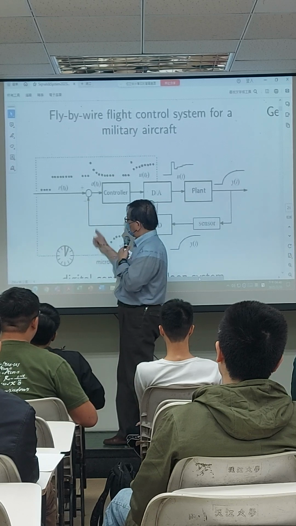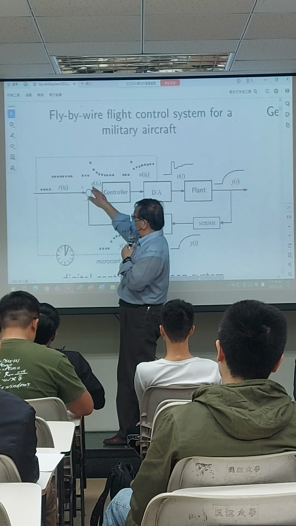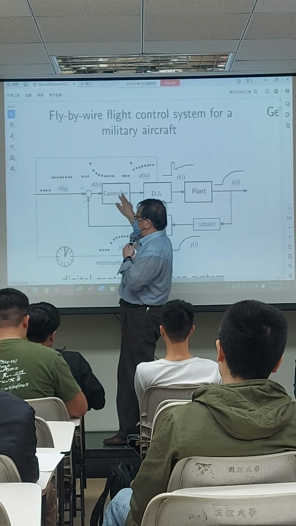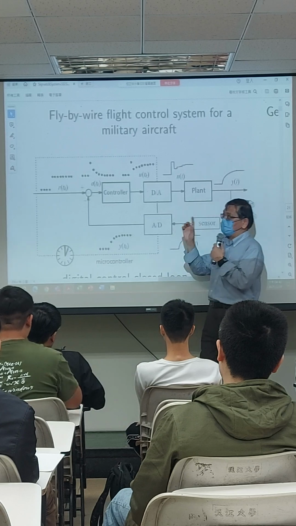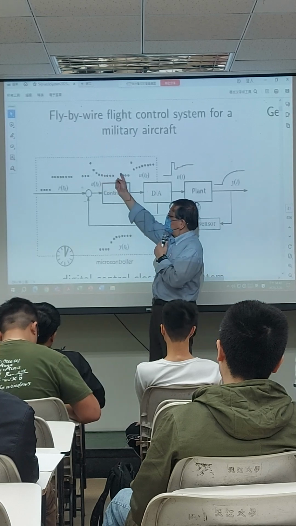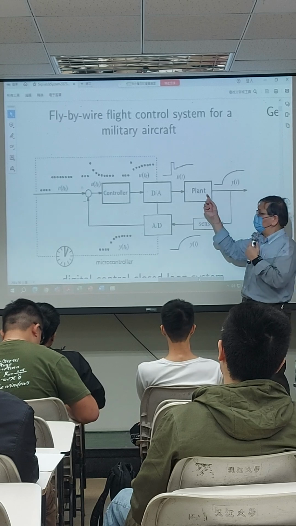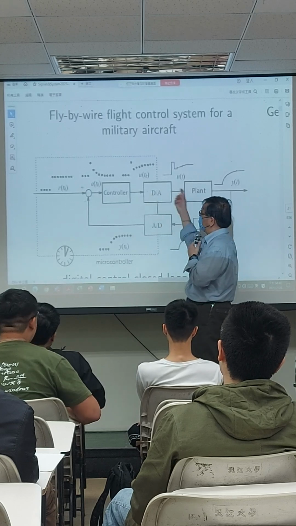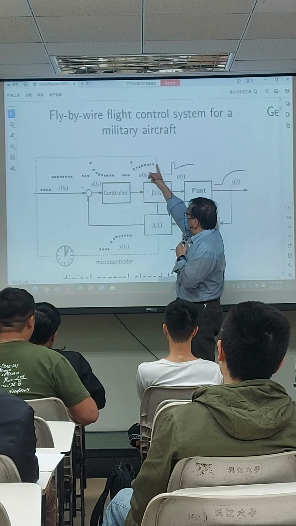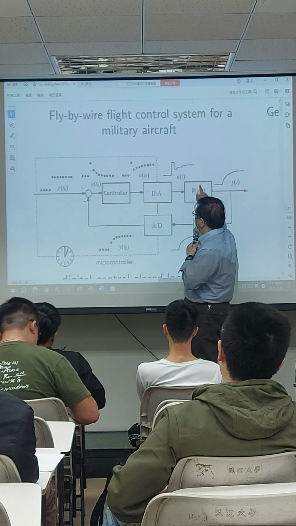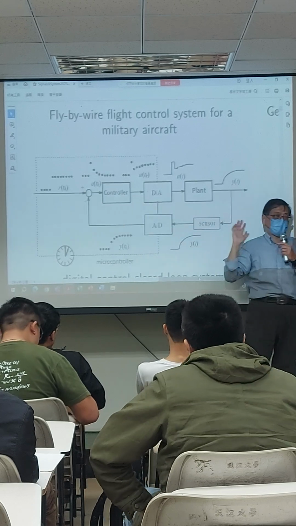We will compare it with our command. After the comparison, it will be sent to the digital computer or digital controller. And again, these are discrete signals, which cannot be sent to the plant directly. So we have to use a DA converter first to convert the discrete signal to a continuous time signal again. So this is a typical closed-loop system structure.